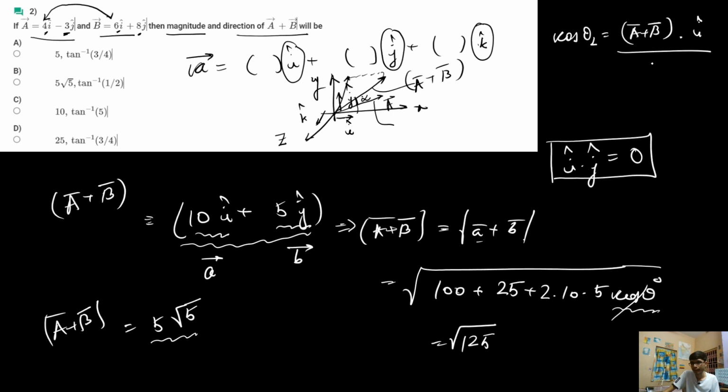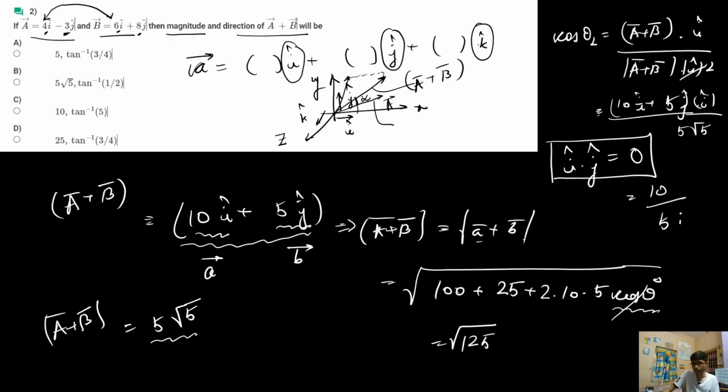with the i vector and divide by the modulus of both the vectors, and we know that the i vector is a unit vector, which has modulus 1. So from here, a plus b vector is equal to 10 i cap plus 5 j cap, dot i cap, divided by 5 root 5. If you compute the dot product, you get 10 divided by 5 root 5. Cancelling, you get cos theta 1, so the angle theta 1 will be equal to cos inverse of 2 by root 5.